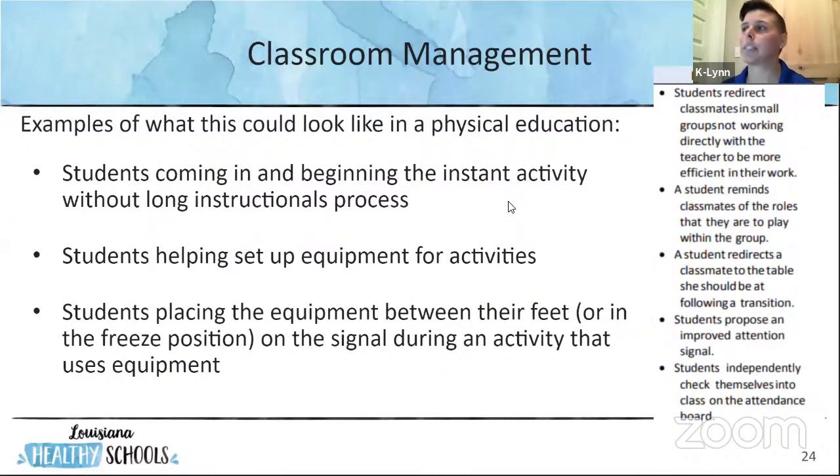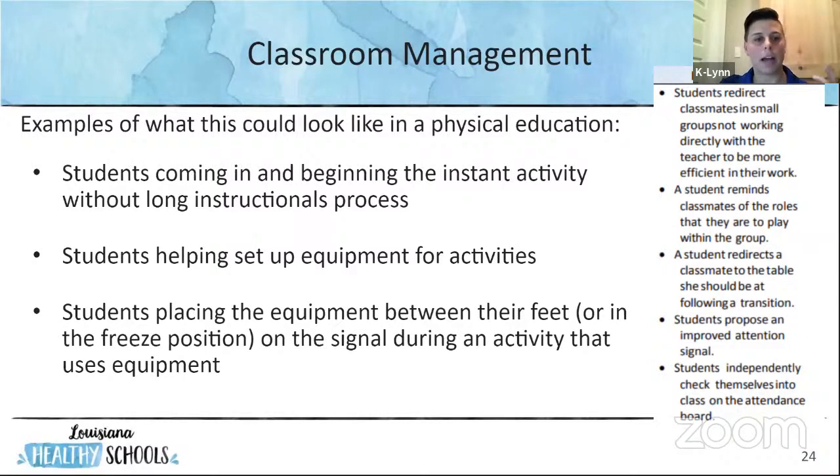So again, students come in and begin the instant activity immediately without long instructional processes. The way that a physical education class is kind of structured in general is an instant activity, that's an activity to do right when we come in the gym for them to be active. Most of our students have been sitting for long periods of time. So we want them to be active within the first 1 or 2 minutes. Then we practice the skill for the day, and then we have an application game. And that's kind of the general instruction for all games that's appropriate. Again, we already talked about students helping with equipment and then students placing the equipment at their feet.